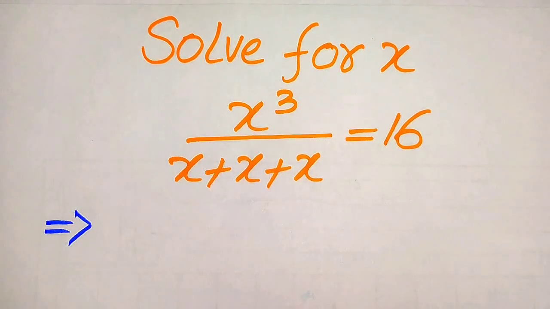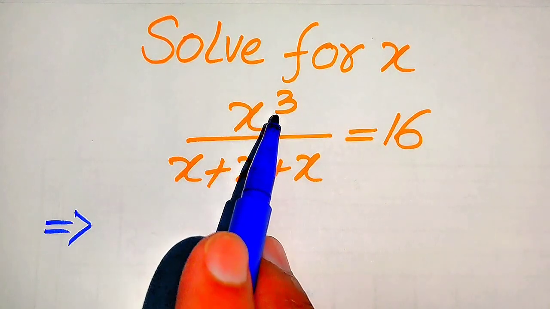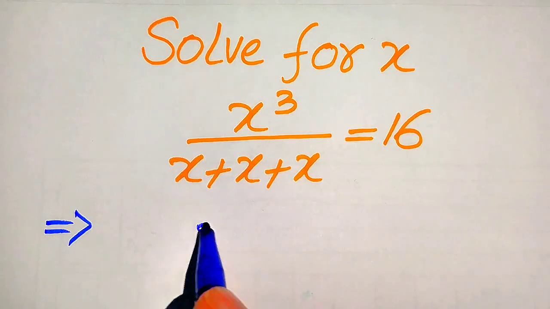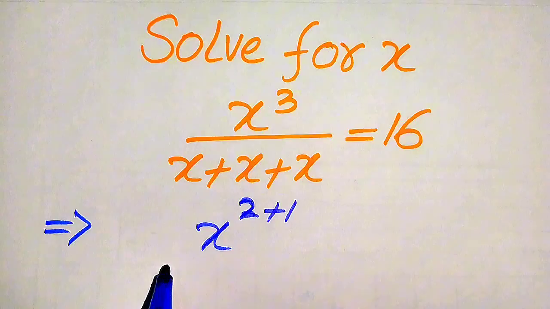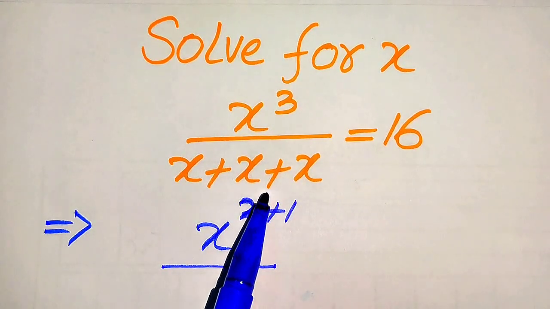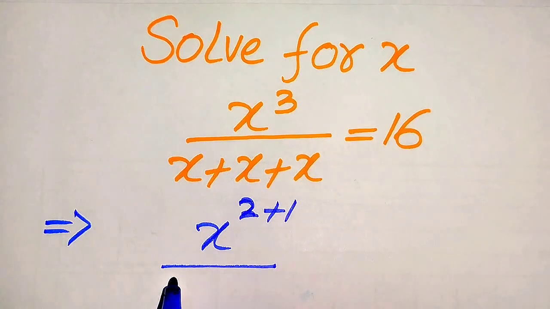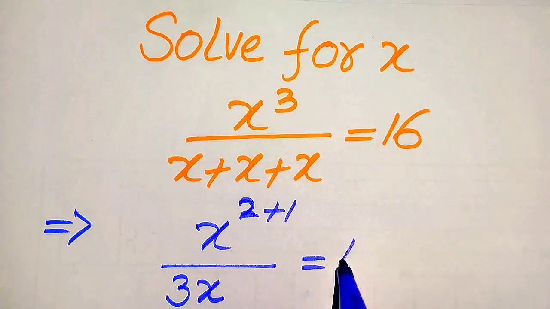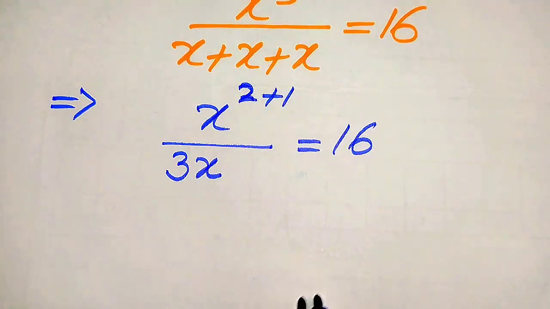The very first thing we are going to do is focus on the numerator term, and you see here the exponent is 3, so we break this 3 as x to the power of 2 plus 1, and it is divided by, here you see that x is added 3 times, so it means that we need to add the coefficients of these terms. So the coefficient of this term is 1, and after adding 3 times it becomes 3x, and it is equal to 16.